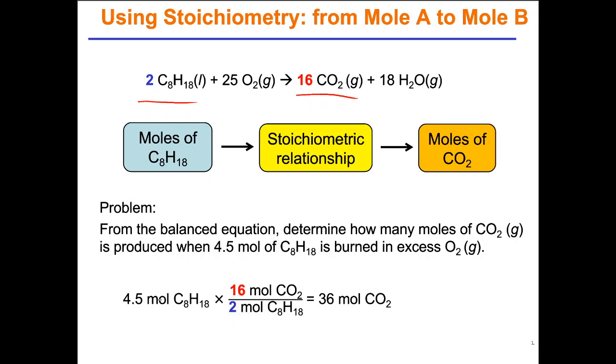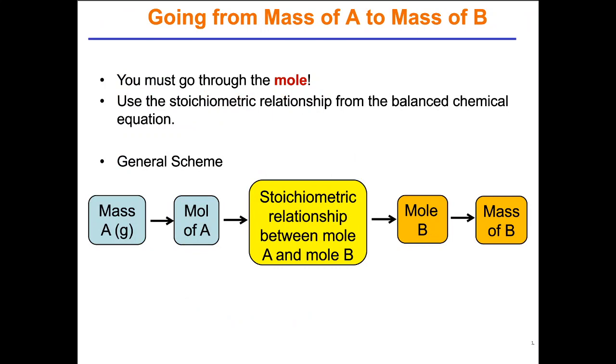But then if we check our units, moles of octane cancel with moles of octane, and we're left with moles of CO2. Okay, and that's our units. So that's just simply going from moles of one to moles of the other, given a certain amount of moles. Okay, but suppose we weren't given moles. Suppose we were given a mass instead.